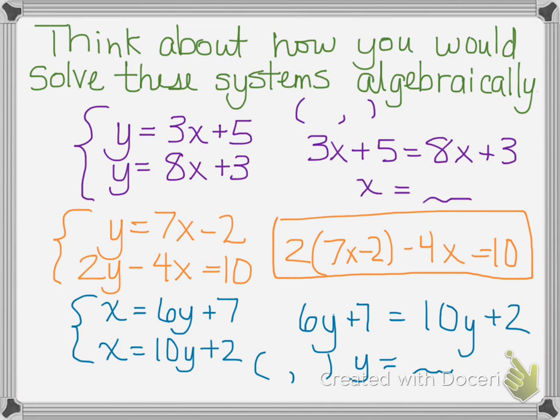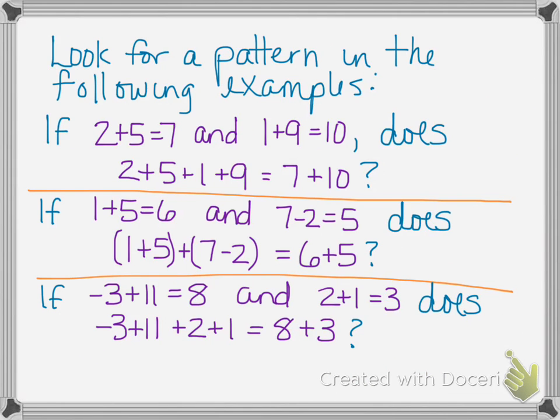Okay, so that's kind of a recap of the methods that we used in the last lesson. So we're going to look at these numeric examples. Notice in all these examples here, there's no variables. Okay, we're just using numbers to show something that's true. So what I want you to do is pause the video and look for a pattern in the following examples. What is happening in the following examples, and see if you can find the pattern here.